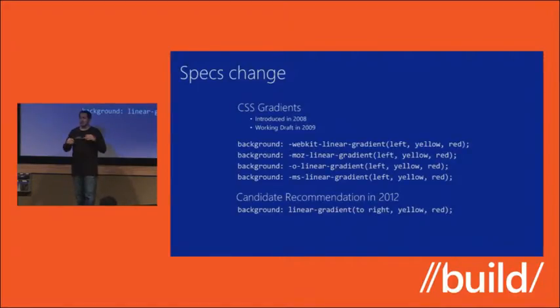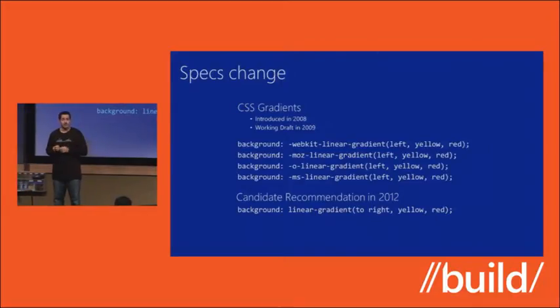Now, let me give you an example of how specs can change. CSS gradients is a really great feature. All right? Microsoft used to use filters for that. CSS gradients is the nice way of creating gradients now and the best way of doing it. It came out in 2008. In 2009, it became a working draft, which is kind of a little bit more of an evolved spec.